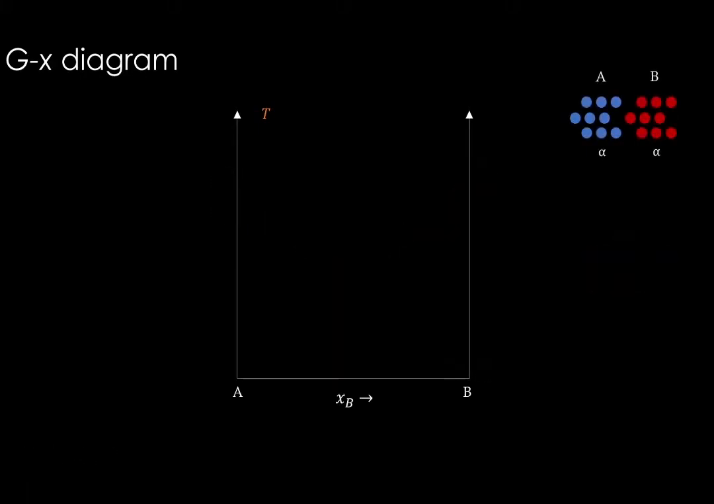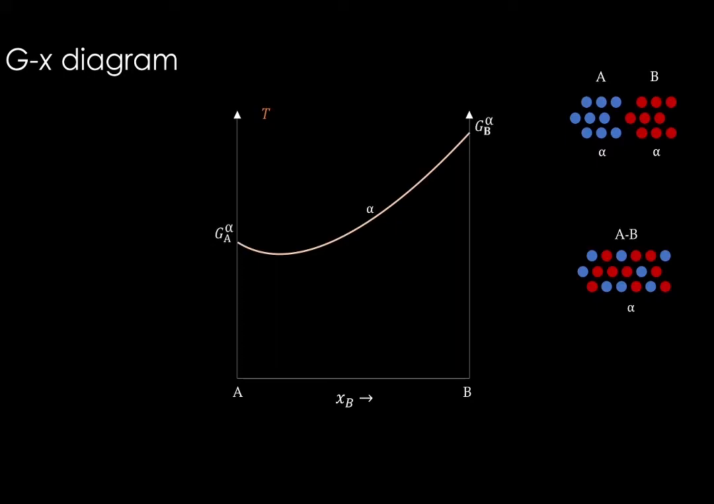Imagine another state, alpha. A and B are now in alpha state, and the solution is also in alpha state. You can imagine something like a BCC structure for this. This is the Gibbs energy for this solution. So these points are the Gibbs energy of A in alpha state and the Gibbs energy of B in alpha state. The entire curve is the Gibbs energy of solution alpha with the different combinations of A and B.